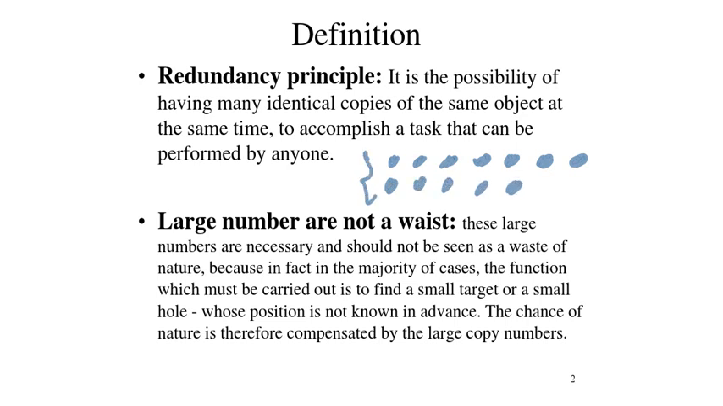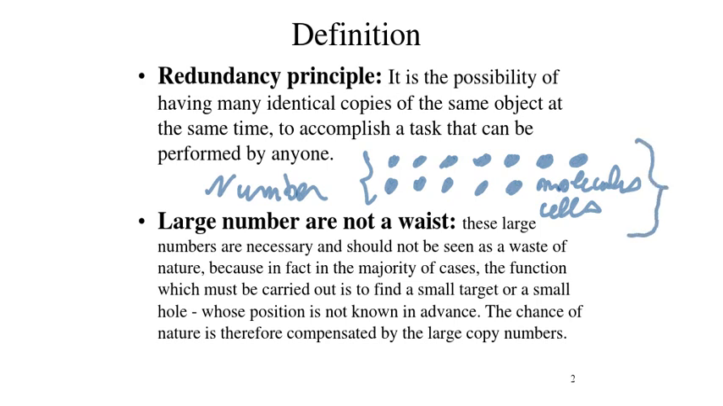So suppose you have a certain number of them, like molecules. This can be molecules. It can be cells. It can be ions. And so there is a reason for nature to produce large copy numbers. And mathematically, it is interesting to understand what defines these numbers. And so what are large numbers doing for us? Well, without this large number, maybe the action will not be possible.